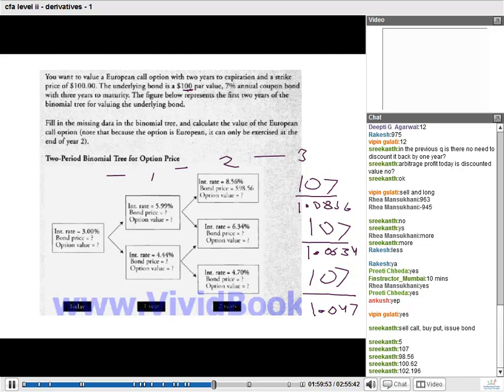So what will be the option value here? 0.62. Option value will be 0.62. Price of the bond will be 100.62.